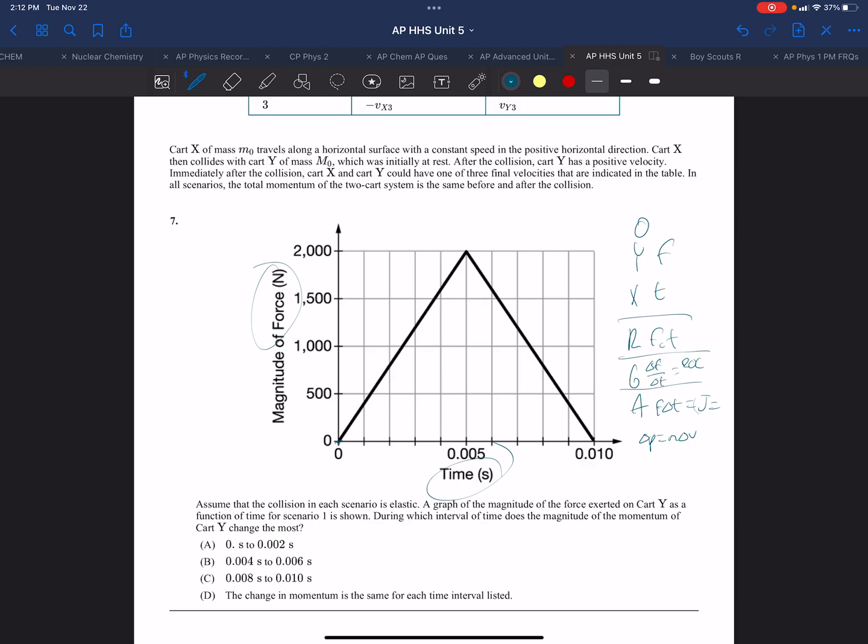So if we read the question, it just asks, during which interval of time does the magnitude of the momentum change the most? Well, change in momentum is the area. So which one has the biggest area is this question.